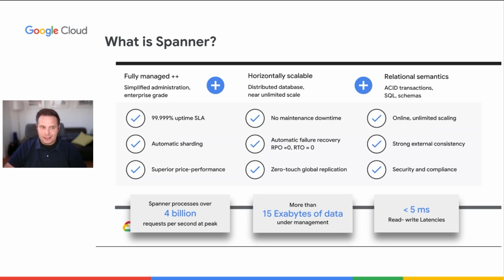And just to get an idea about the magnitude of operations, Cloud Spanner processes over 4 billion requests per second at peak times. It now manages more than 15 exabytes of data. And performance-wise, you should expect less than 5 milliseconds of latency for simple database operations.